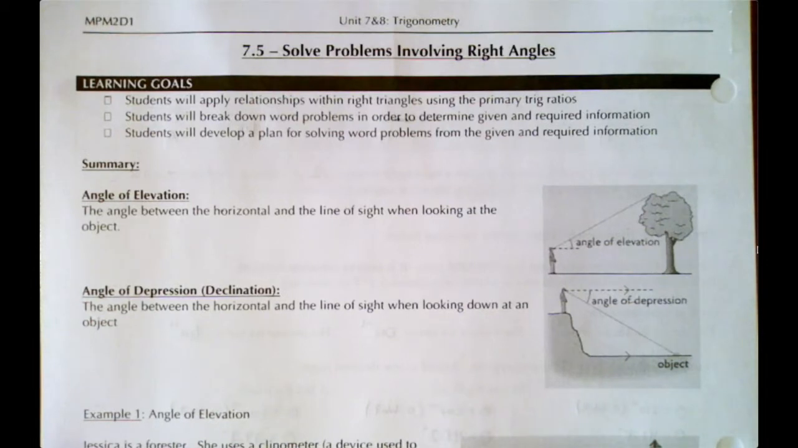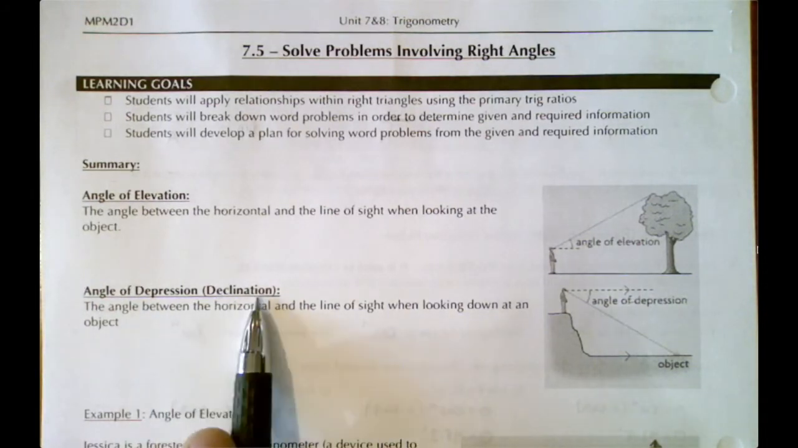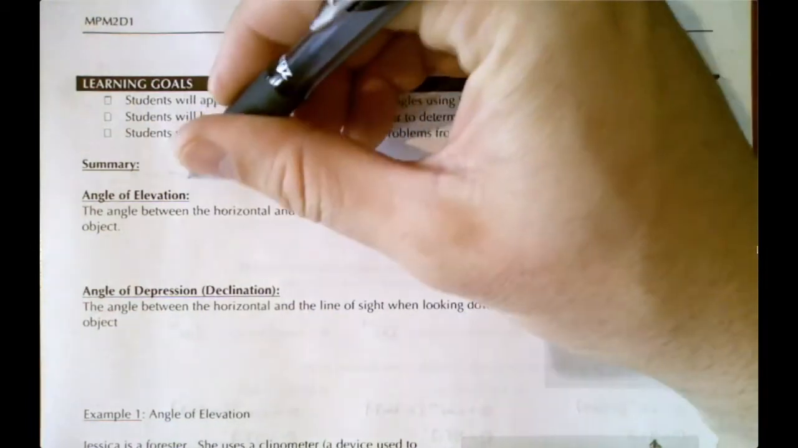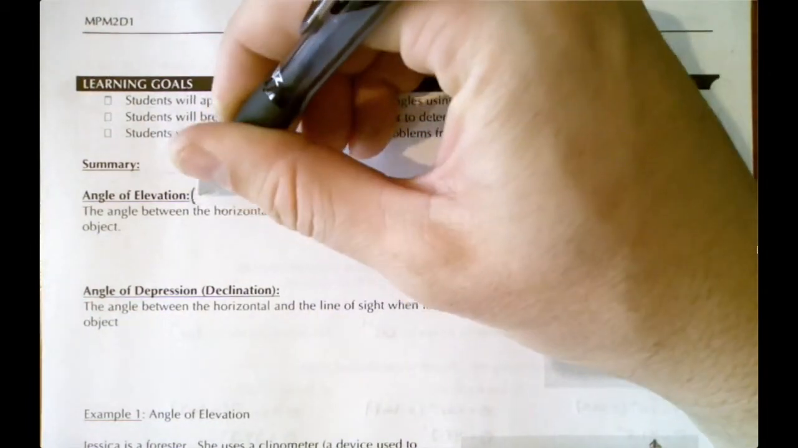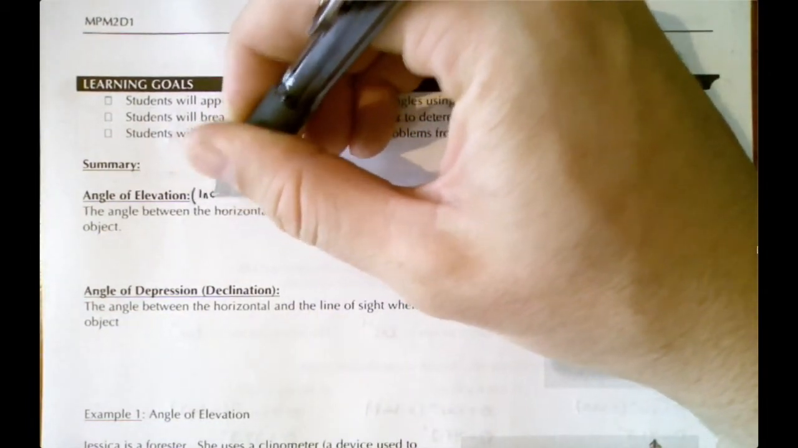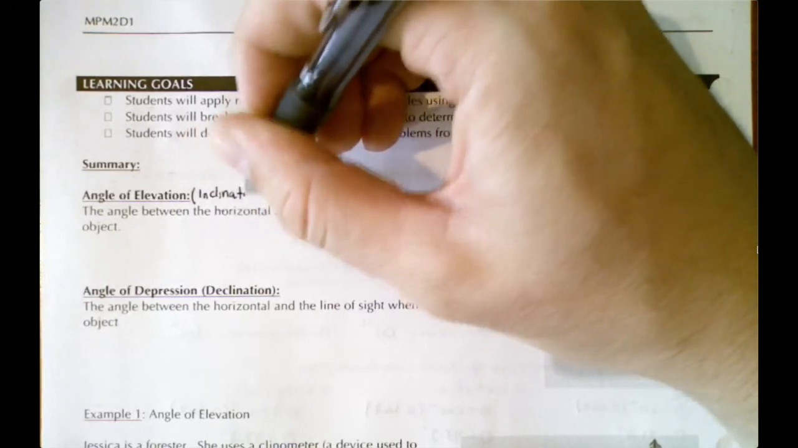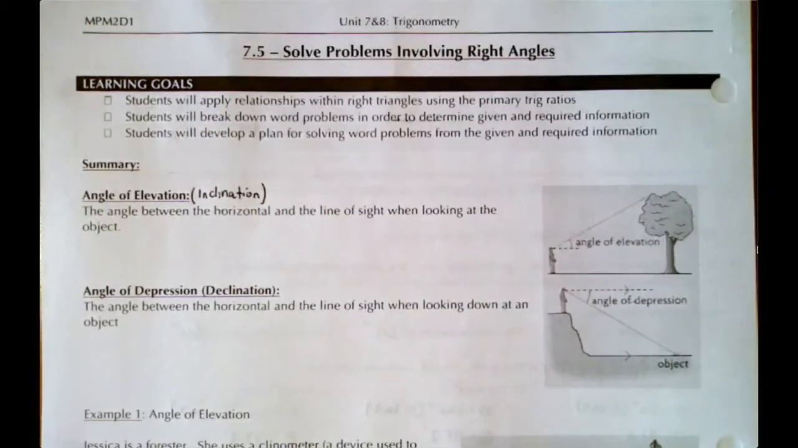over again when working with trigonometry, and that's angle of elevation and angle of depression. Sometimes you see angle of depression also called declination or decline, just like elevation could be inclination or incline. So if you ever see angle of incline or inclination or elevation, they all mean the same thing. Same with depression, decline, and declination.